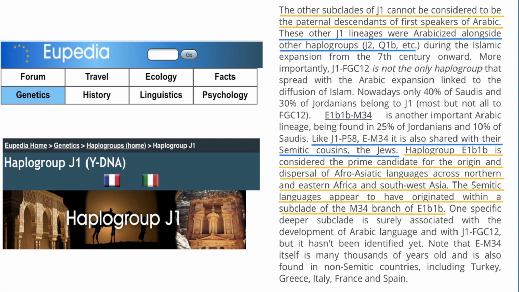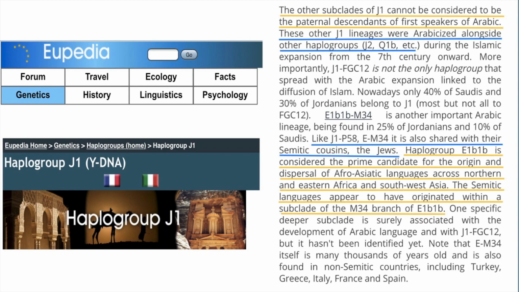And this is from Eupedia J1. The other subclades of J1 cannot be considered to be the paternal descendants of the first speakers of Arabic. I'm going to read that again. The other subclades of J1 cannot be considered to be the paternal descendants of first speakers of Arabic. These other J1 lineages were Arabicized alongside other haplogroups like J2 and Q1b. So J1 is not really Arabic in origin, it was Arabicized.